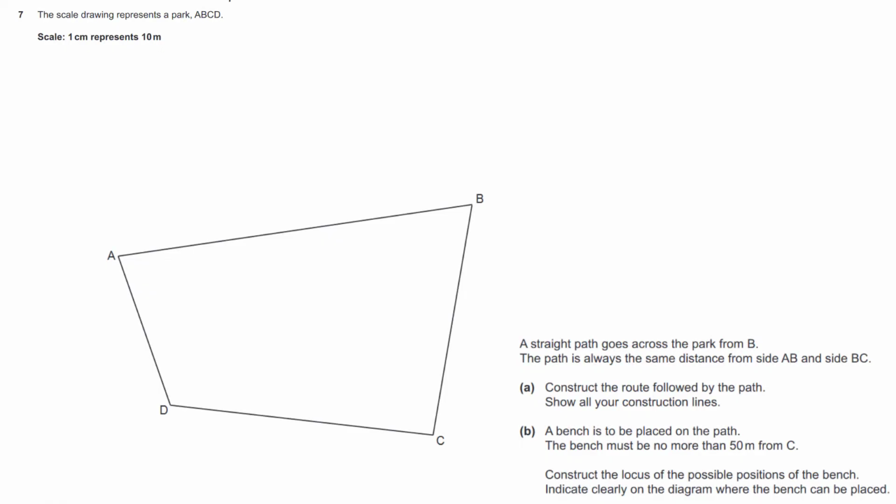Question 7. The scale drawing represents a park ABCD and the scale of 1 centimetre represents 10 metres. A straight path goes across the park from B. The path is always the same distance from the side AB and side BC. Part A says construct the route followed by the path. Show all the construction lines.